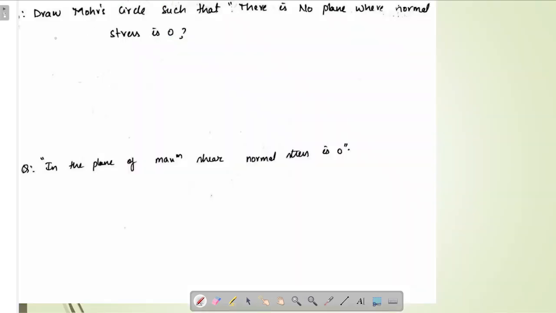Now let's see some questions. In this question, they are asking, draw a Mohr circle such that there is no plane where normal stress is 0. Now they are saying there should not be any plane where normal stress is 0. That means we should not include origin. Mohr circle looks something like this.